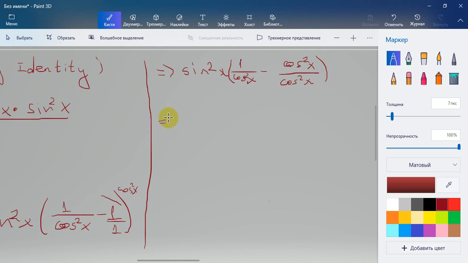Next step, sine square x. Now that I have a common denominator, I can do my subtraction: 1 minus cosine square x, divided by cosine square x. Now, what can I write instead of 1 minus cosine square x?